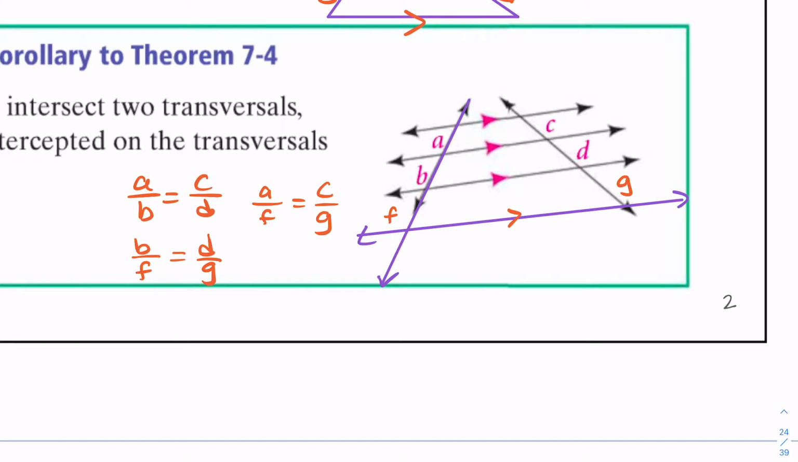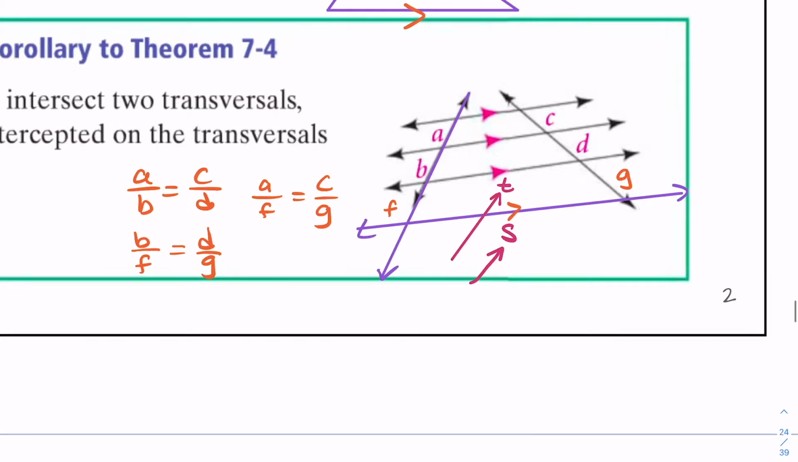Again, what you can't use, S and T, we cannot use bases. So we're not using the base of our triangle. We cannot use bases with side splitter. That's all.